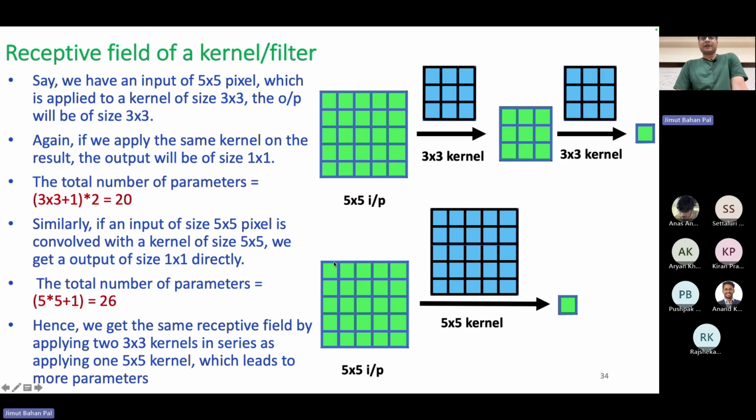But if we just apply a 5 cross 5 kernel to the input, we will directly get an output feature map of size 1 cross 1. So the difference between these two is that we are getting the same receptive field by applying two 3 cross 3 kernels as by applying one 5 cross 5 kernel. The parameters for the first case are 20, but when we are using kernels of larger size, the parameter size also increases. But the receptive field is the same.